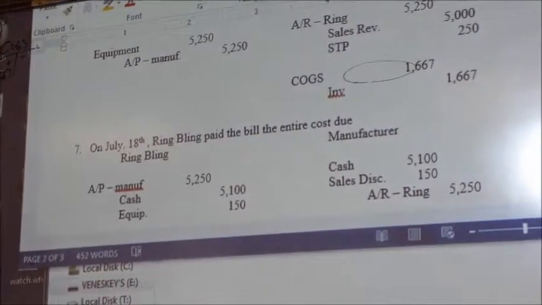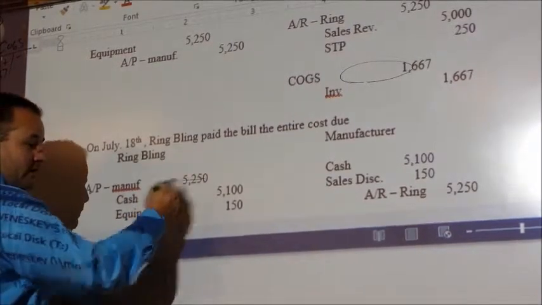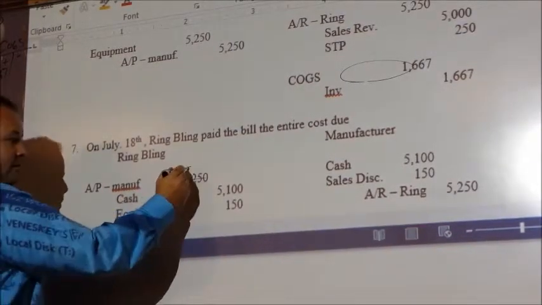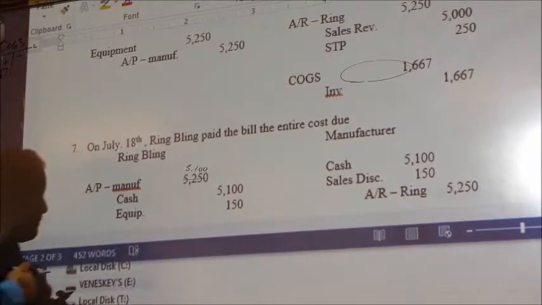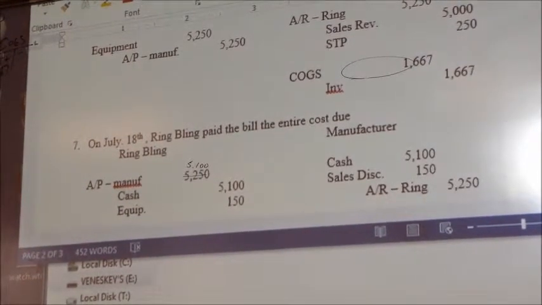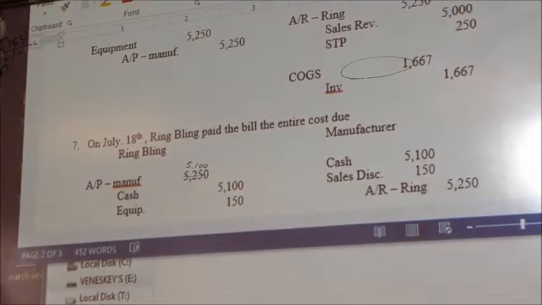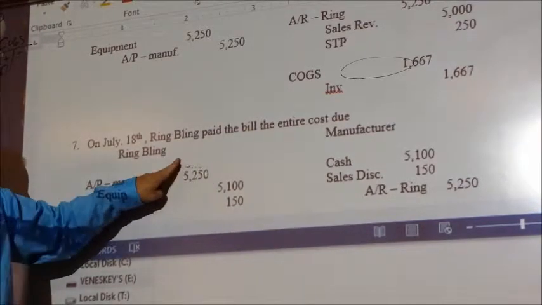Key things to remember on this that so many people like to mess up on. We don't want to debit this side for just the $5,100 of the payment. Why don't I want to debit that for $5,100? I should still have a balance. And should there be? No, I paid it in full because I got a discount.